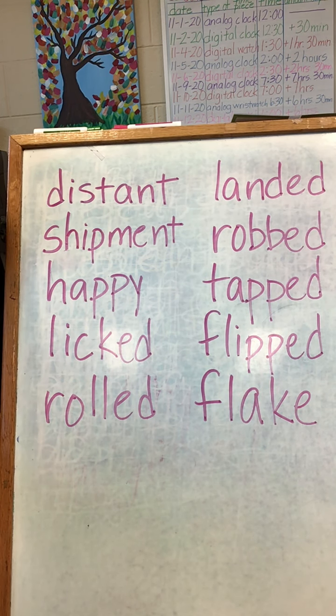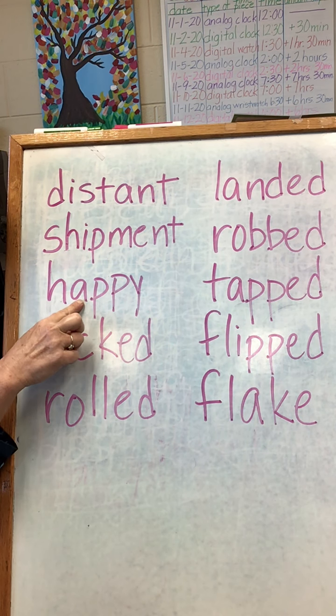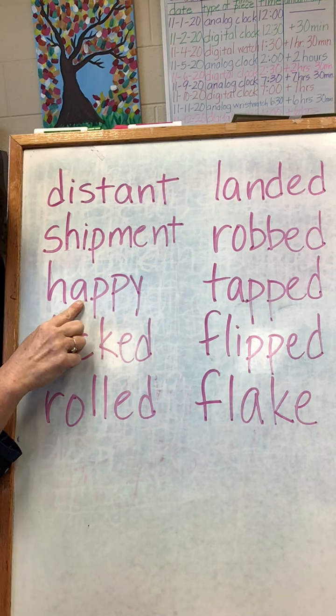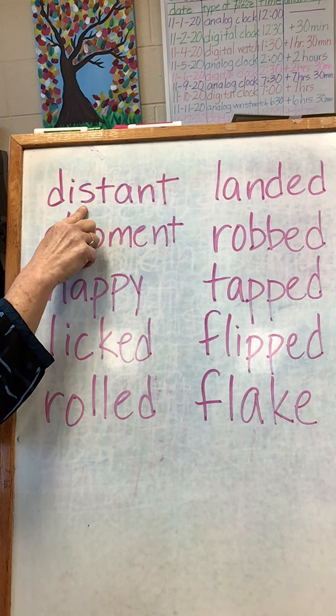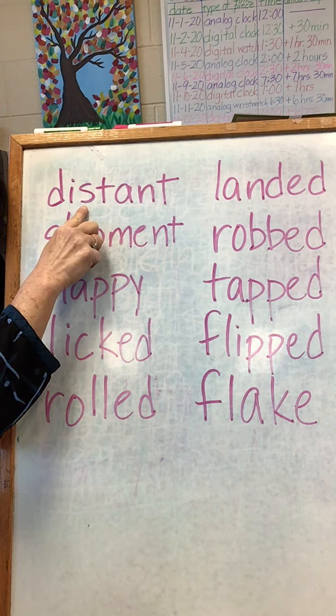I'm looking for a word that is the antonym for sad. The antonym for sad. If you said happy, you are correct. Antonym means opposite. I'm looking for a word that is the synonym for far. It's a synonym for far. If you said distant, you are correct. If something is distant, it is far away.